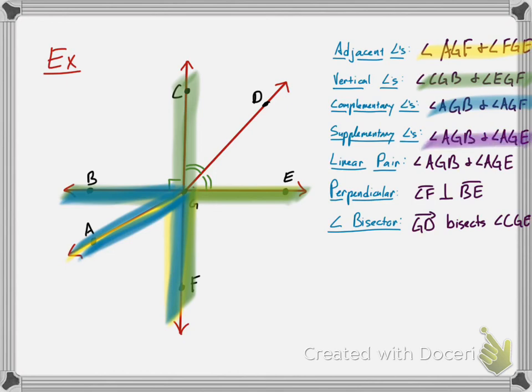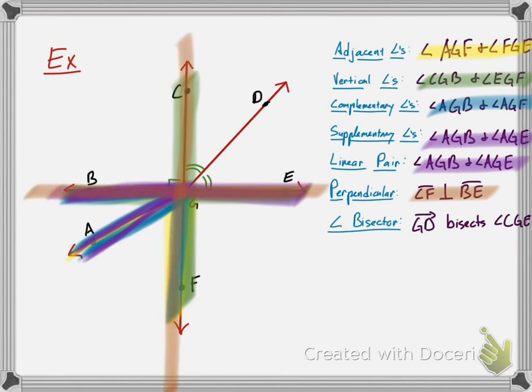Next, supplementary, we are going to use AGB again and also AGE. So here, supplementary, they do form that straight line. So this is also a linear pair, okay? Linear pair and supplementary sort of go hand in hand. And then finally, perpendicular. Just understand how we would write perpendicular. We have this line CF and BE. They do form a 90-degree angle there.